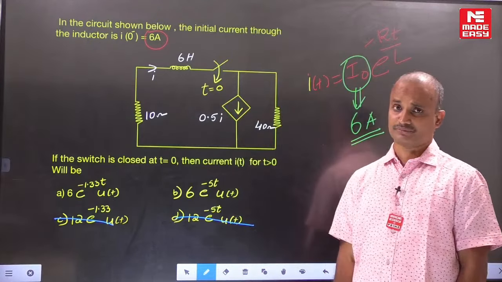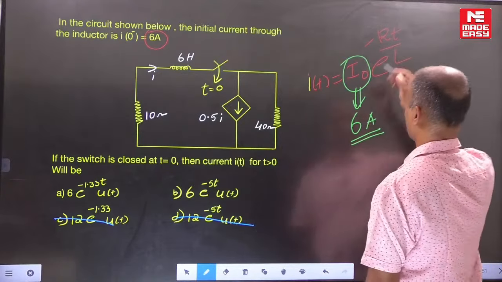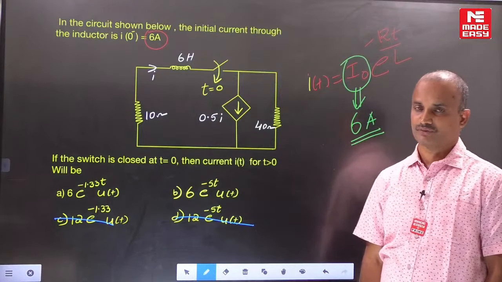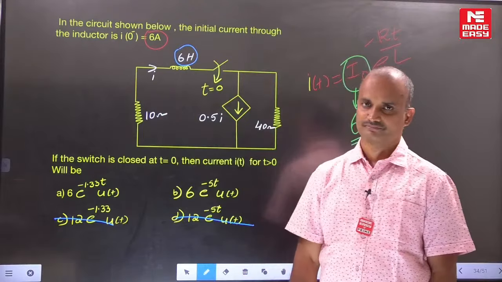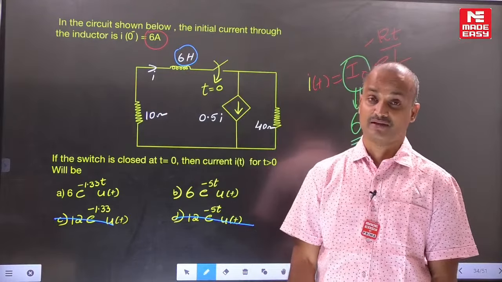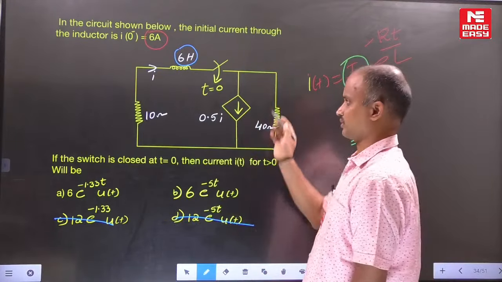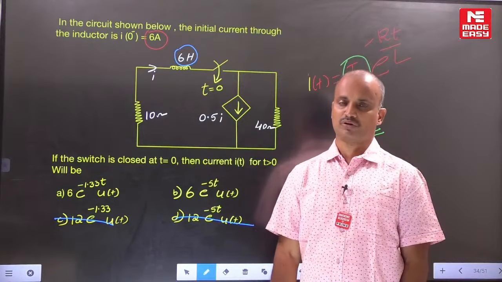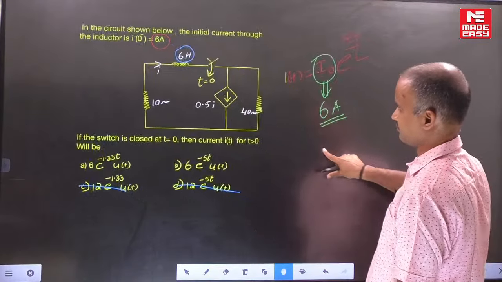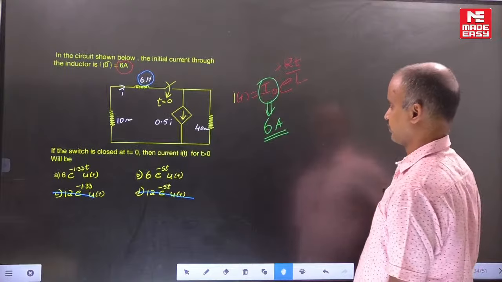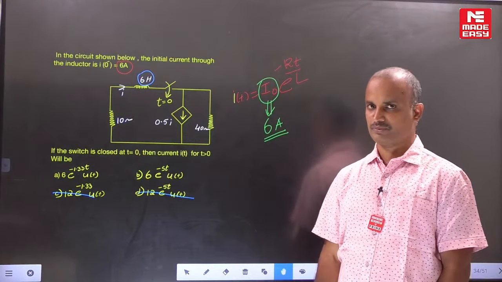Come to the A and B options. To conclude between A and B, we have to find the time constant, with the R value and L value. L is the inductance, 6 Henry. For the R value, we have to find R Thevenin. That is one approach: find the time constant of this network. On the other hand, you can apply Laplace. The choice is yours; you can follow whichever method is convenient for you.